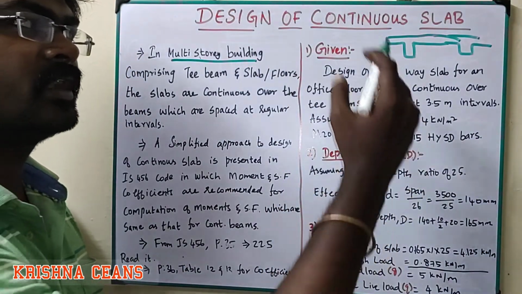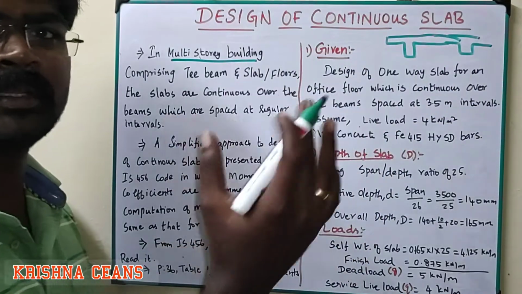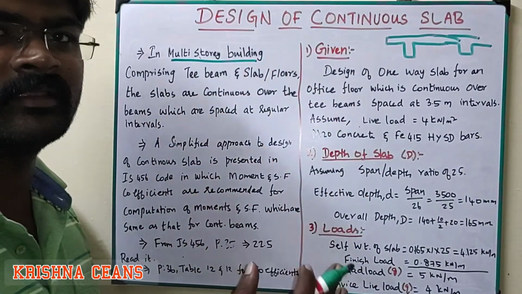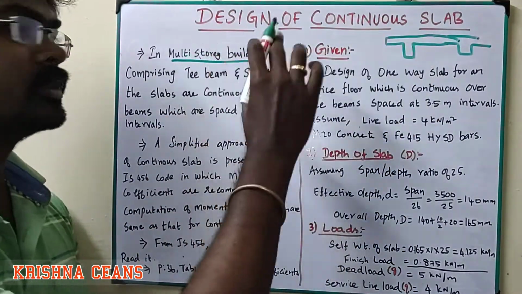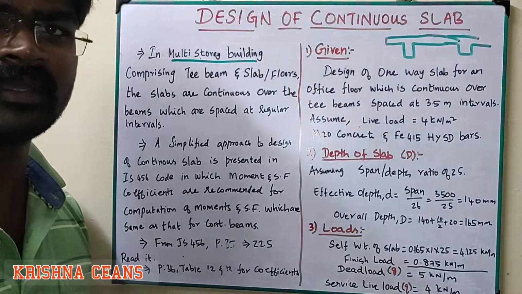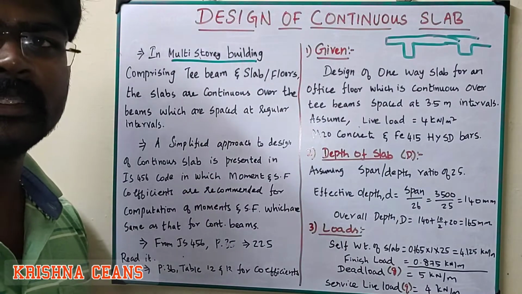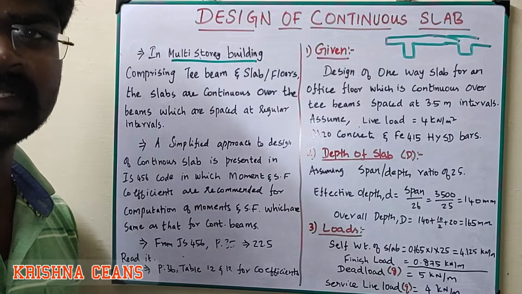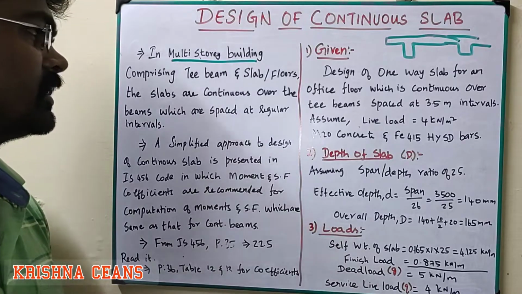So instead of designing it separately as a one-way slab or two-way slab, we will take it as a continuous slab. Then we will design for that. It will be easy to calculate the bending moment, shear force, as well as the load, everything.